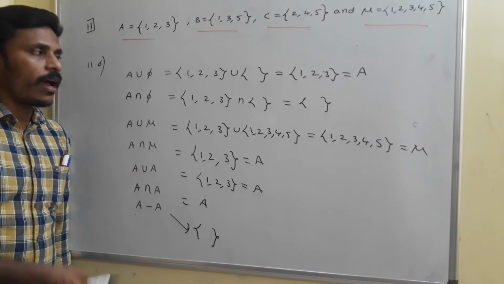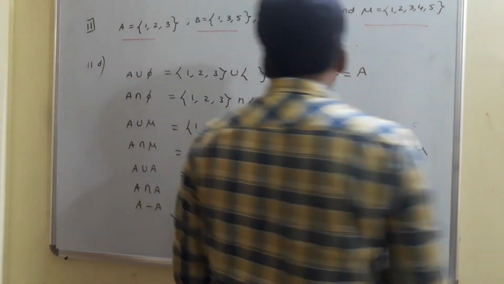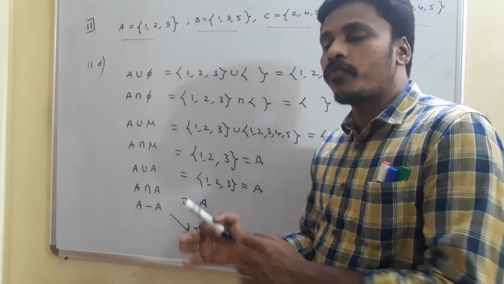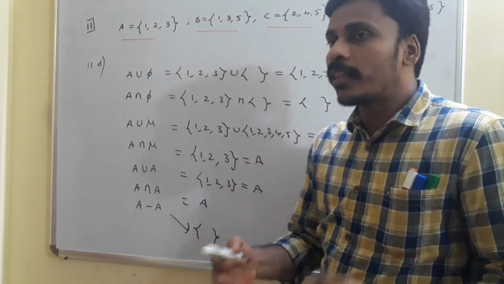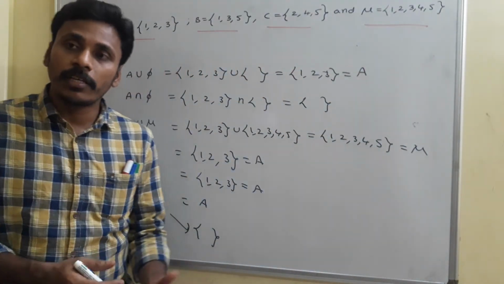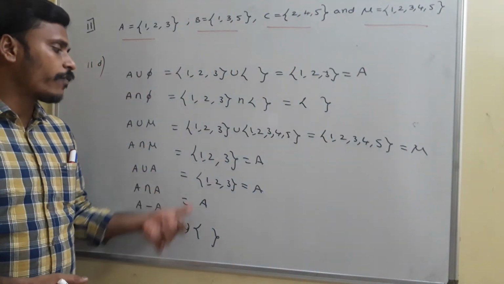So just observe it and then write the observations. There are many observations like this. A intersection A: any set intersected with itself is itself. Any set union with itself is itself. Any set minus the same set is the empty set. All these are different observations.